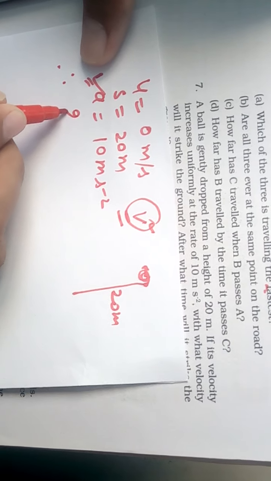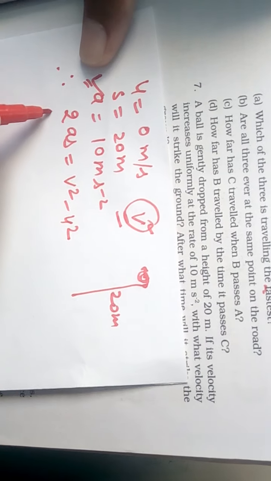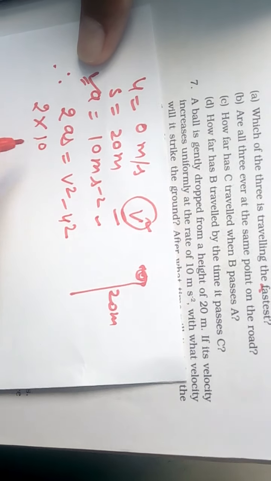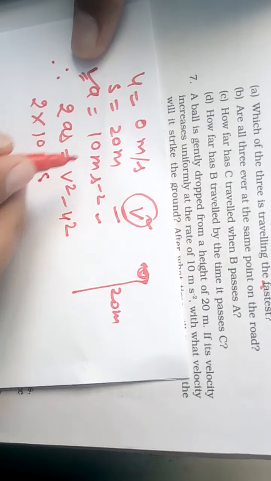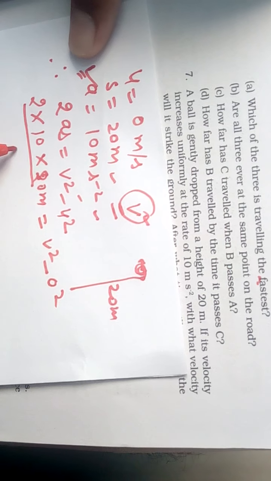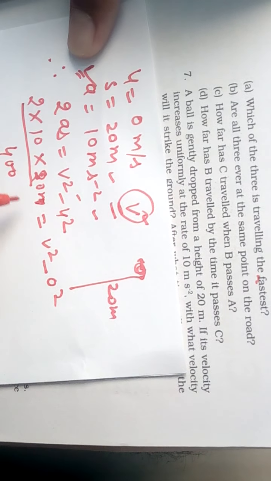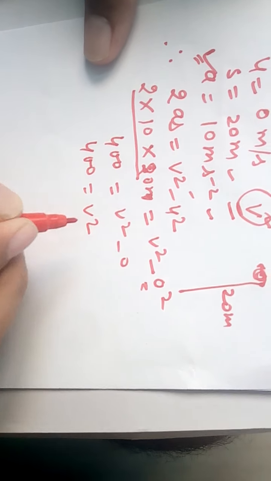The formula is 2as is equal to v square minus u square, that is third equation of motion. 2 into acceleration is 10 meter per second square, you put here 10, okay, into distance is what, 20 meter, is equal to v square we have to find, minus u is given 0 square. That will come like 2 into 10 into 20, it becomes 400, is equal to v square. 0 square is 0. That it comes 400 is equal to v square.